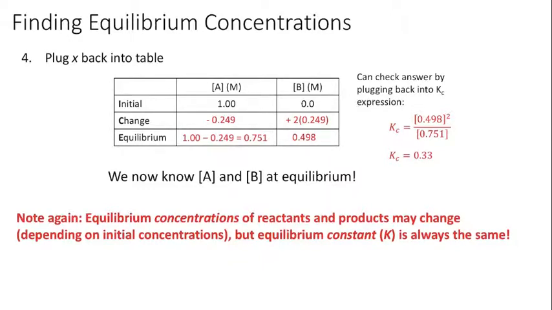It is worth noting that even though you may have different initial concentrations of A and B, and that therefore the equilibrium concentrations of A and B may be different, at the same temperature, K is a constant and will have the same value.